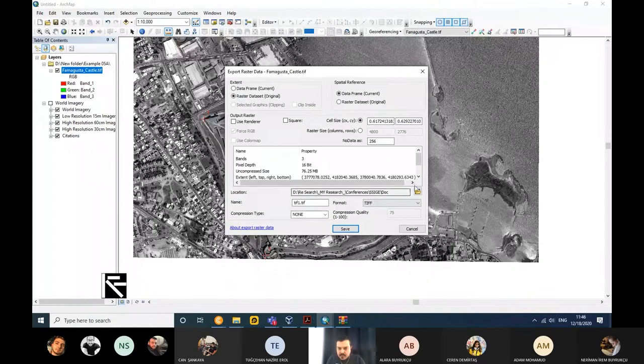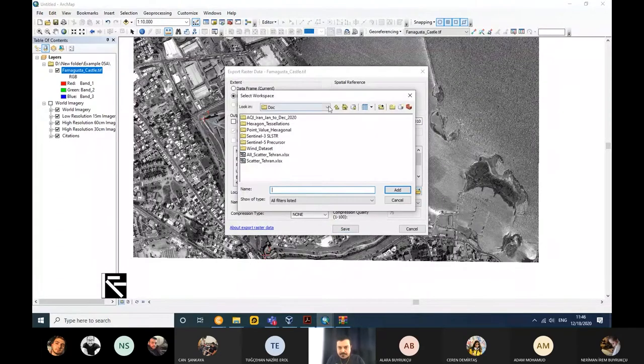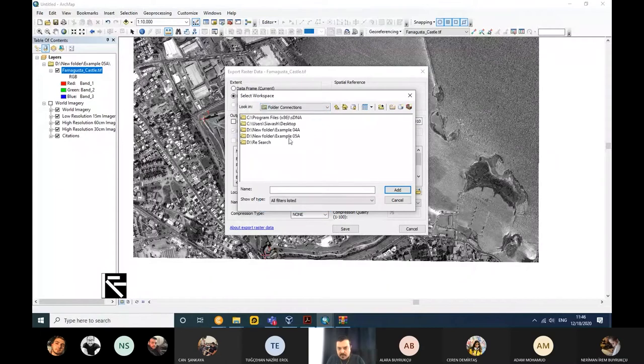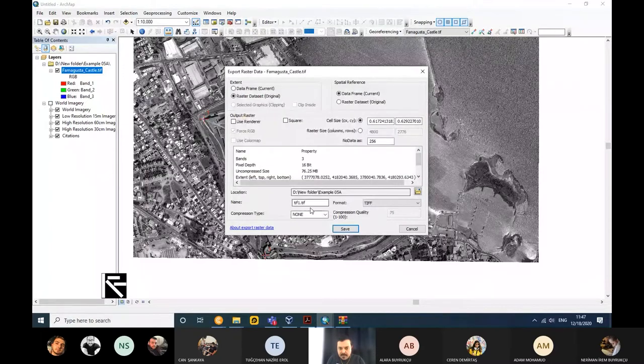And I need to give a location. Where is my location? I will say my example 5. I just choose the folder connection, not go inside of it, because if you go inside, you cannot add. Just choose your folder connection, then hit OK, add, and give some name. Let's say projected. Choose TIFF, because TIFF can hold a coordinate value. Then hit OK, save.